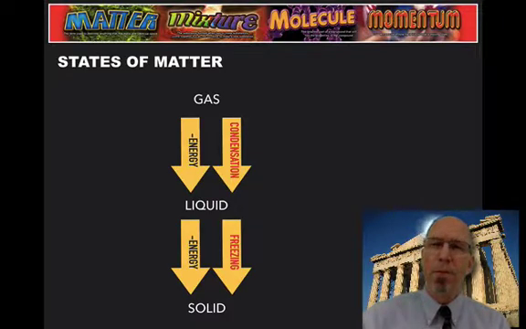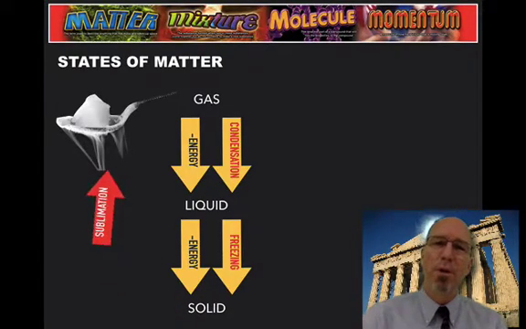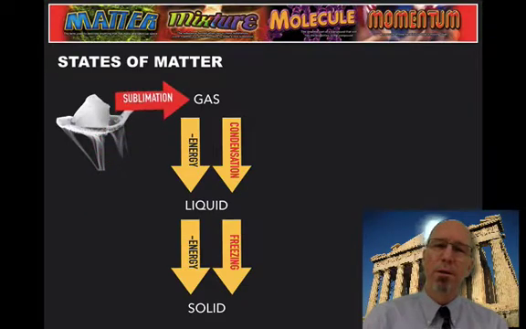You can also skip those in-betweens. So, for example, sublimation. That's dry ice. So frozen carbon dioxide can go right from a solid to a gas without being a liquid. And you've probably seen dry ice, or maybe you've even played with it before.